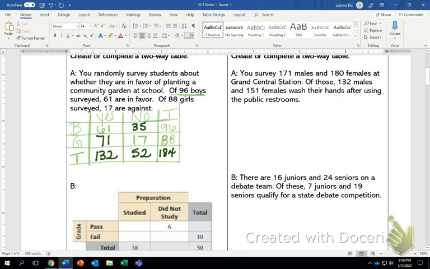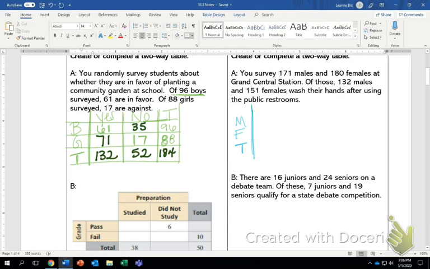1.2a. You survey 171 males, 180 females at the Grand Central Station. Of those, 132 males and 151 females washed their hands after using public restrooms. Now, given the pandemic, everybody should be washing their hands, but obviously some people are nasty. So we're going to go ahead and we're going to have our males and females, and then our total.